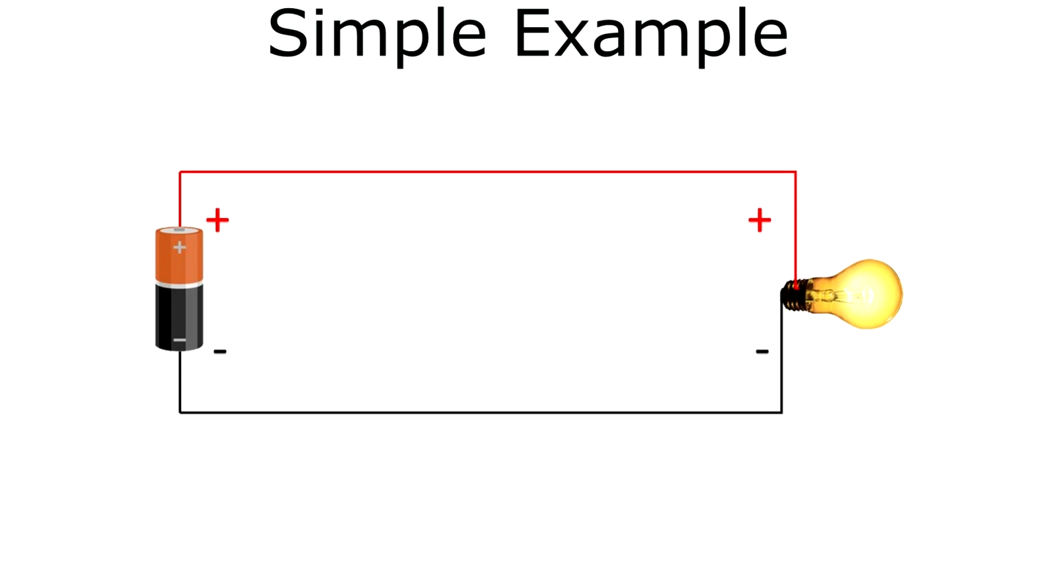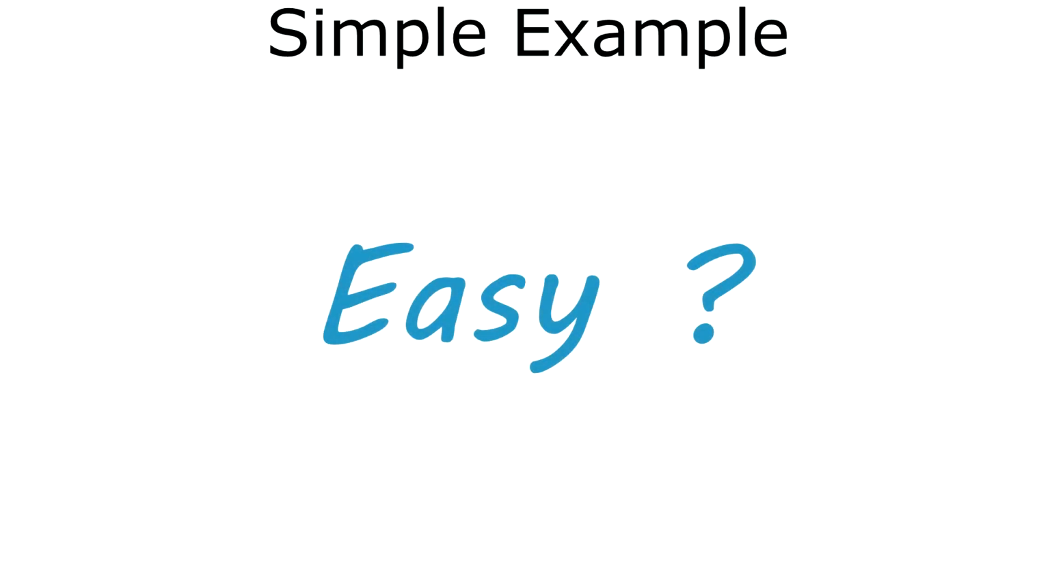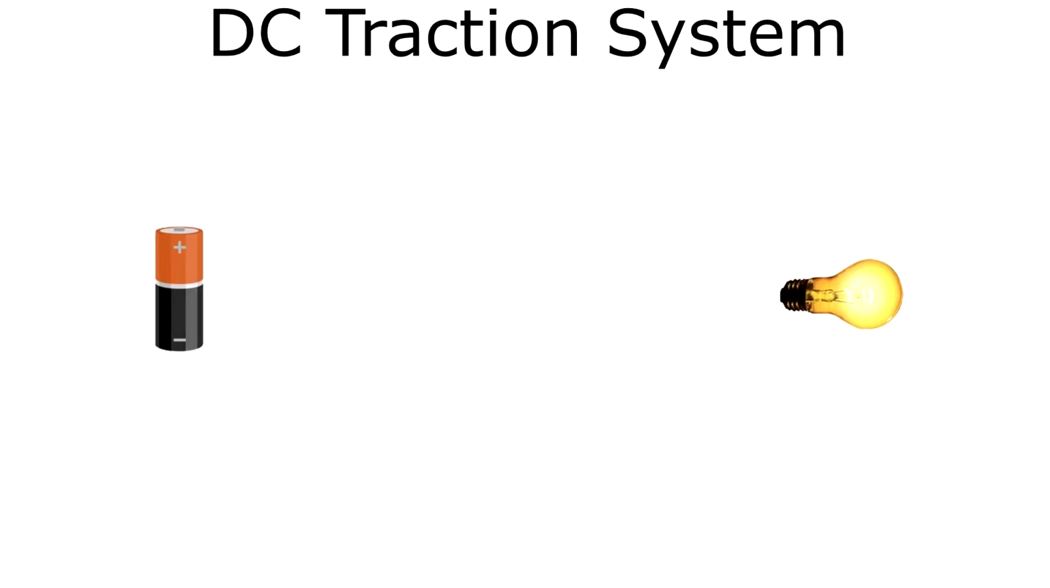Now here, we will have flow of current from the positive side of the battery going to the bulb, then coming out from the negative side of the bulb, going back to its source. And it should go back to its source. Easy, huh? Okay.